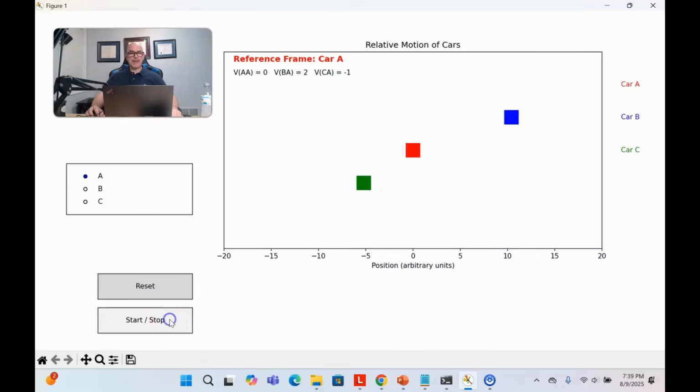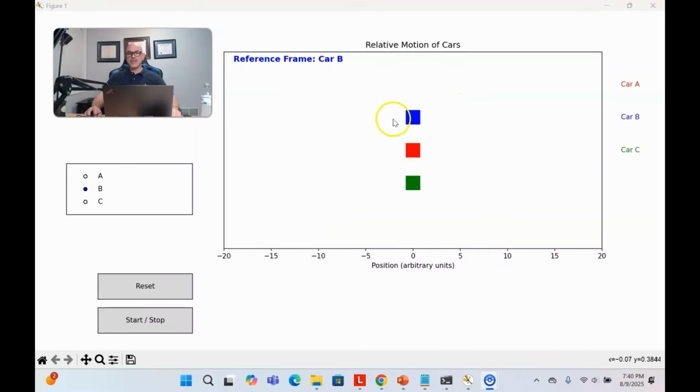Now I'm going to stop time. We're looking at the picture in the reference frame of car A. In car A's reference frame, they're at rest. They can always say, I'm at rest, and everything is moving relative to me. As you can see, the velocity of car A relative to itself is 0. The velocity of car B relative to car A is 2 meters per second. And the velocity of car C relative to car A is -1 meter per second. And so this is the picture that the person in the inertial reference frame of car A would see.